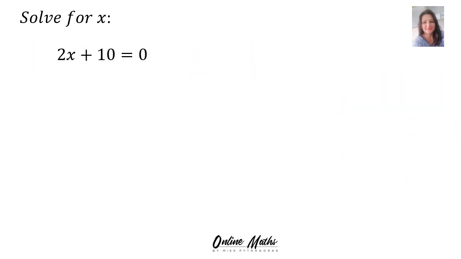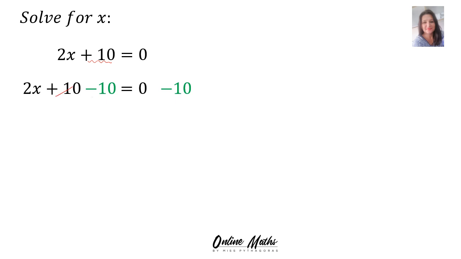Let's solve for x. And I give you 2x plus 10 is equal to 0. So your aim is to isolate x. We want to get rid of plus 10. Therefore, we will say the additive inverse for plus 10 is -10. And what I do on the left, I do on the right. So I will also subtract 10 on the right hand side.